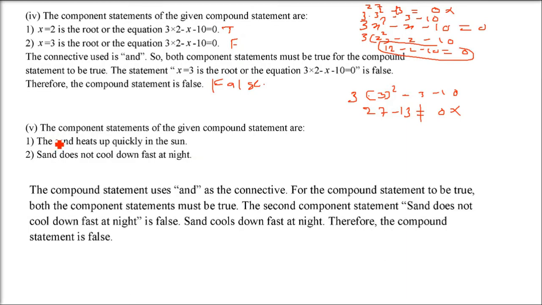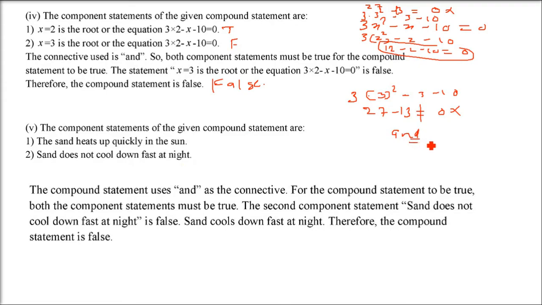Next is: the sand heats up quickly in the sun and does not cool down fast at night. So let us write them. The sand heats up quickly in the sun. When the sun is there, the sand heats up. It's quite clear. Sand does not cool down fast at night. No, this is wrong. If you go to a desert area, you'll see at night time it's very, very cold because the sand gets cold very quickly.